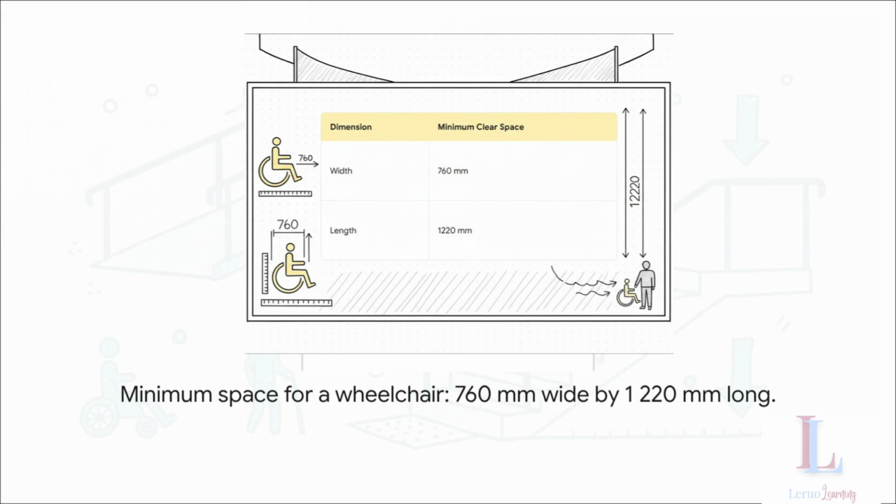To make a space work for a wheelchair user, you need a clear space that's at least 760 millimeters wide by 1220 millimeters long. And these aren't just random numbers. This is the personal footprint that's going to dictate every single measurement we make from this point on.